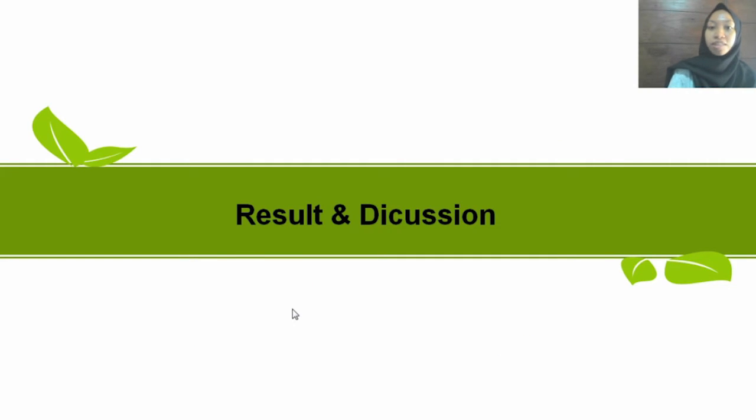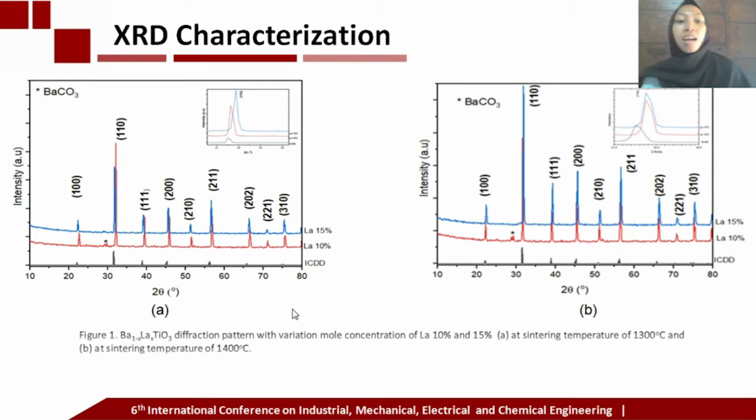Here we are at the results and discussion. This is the result of XRD characterization. It shows the relation between intensity and diffraction angle. We identify the peaks by matching with ICDD data from figure 1.